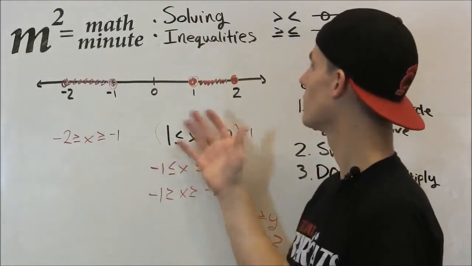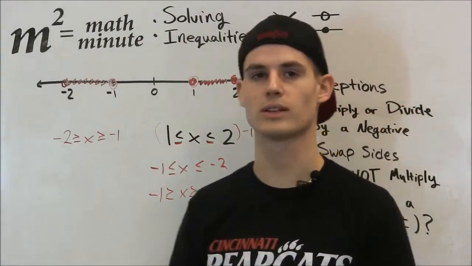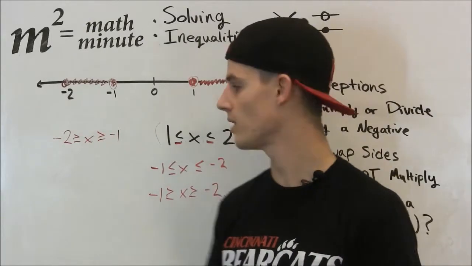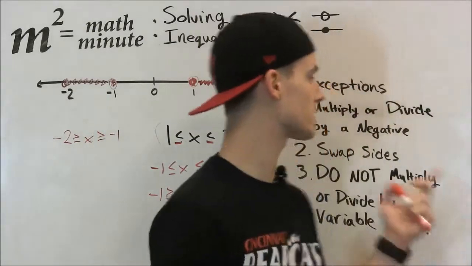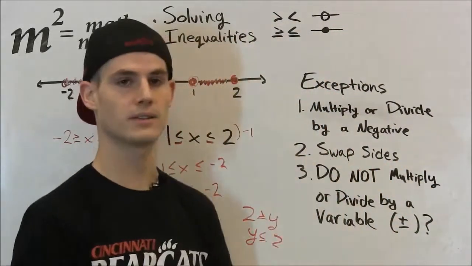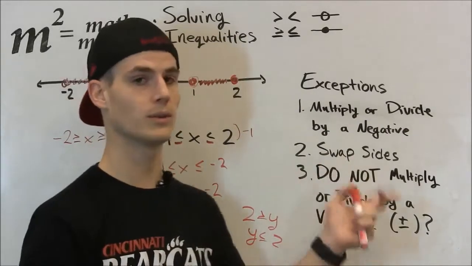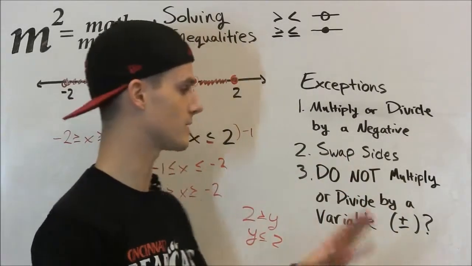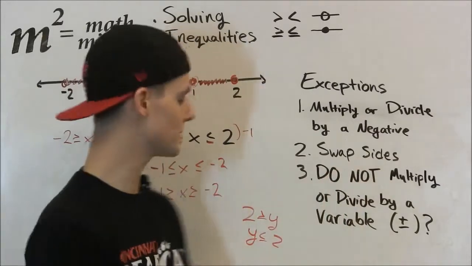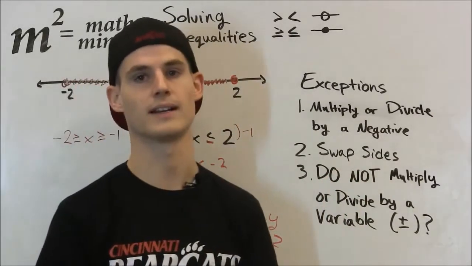So what to take away from this is that this is really almost like solving a normal equation. We're solving for variables, but we just have these exceptions. We don't multiply or divide by variables. When we multiply or divide by negative numbers, we flip the sign. And also when we swap sides like here, we have to flip the sign.